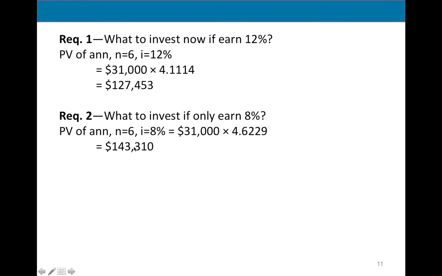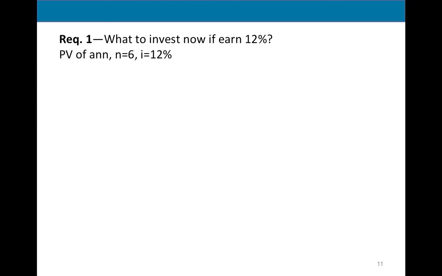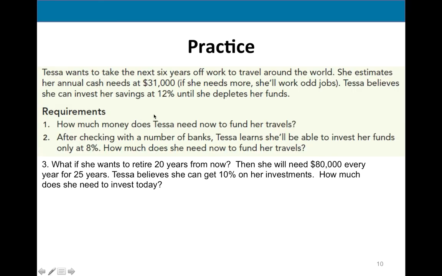She has to invest today $143,310. So for the next 6 years, she can get $31,000 out. And then the last example here, kind of interesting.